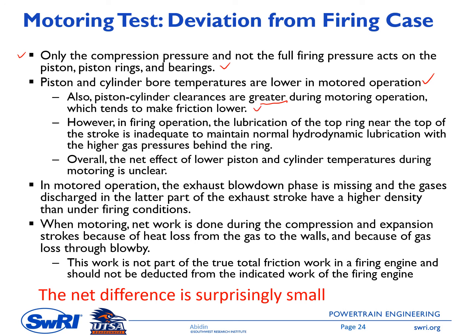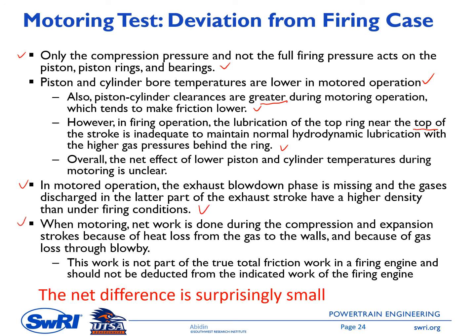However, in firing operating conditions, the lubrication of the top liner near the top of the stroke is inadequate to maintain normal hydrodynamic lubrication with the high gas pressure behind the ring. So overall, the net effect of lower piston and cylinder temperatures during motoring is unclear. The next one is that in motored operation, the exhaust blowdown phase is missing, and the gases discharged in the later part of the exhaust stroke have a higher density than under firing conditions.